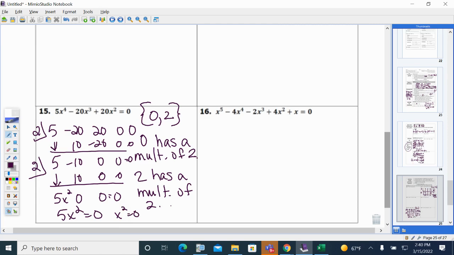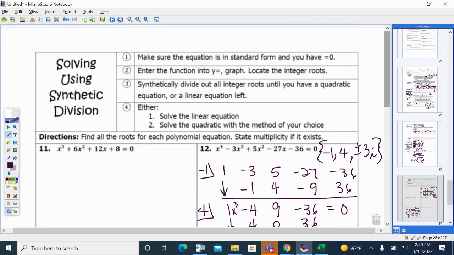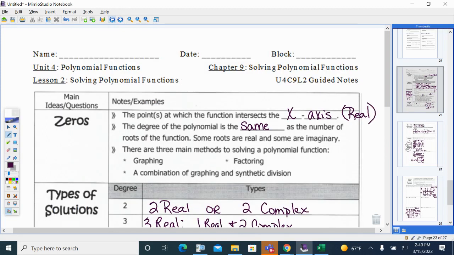So we've got some work to do to kind of clear up any questions in class, but these are your notes for chapter 9, lesson number 2.